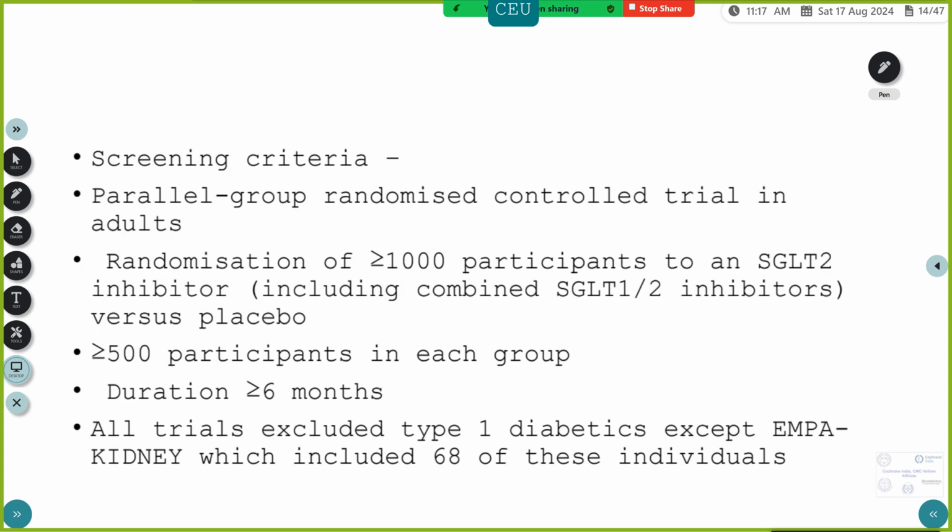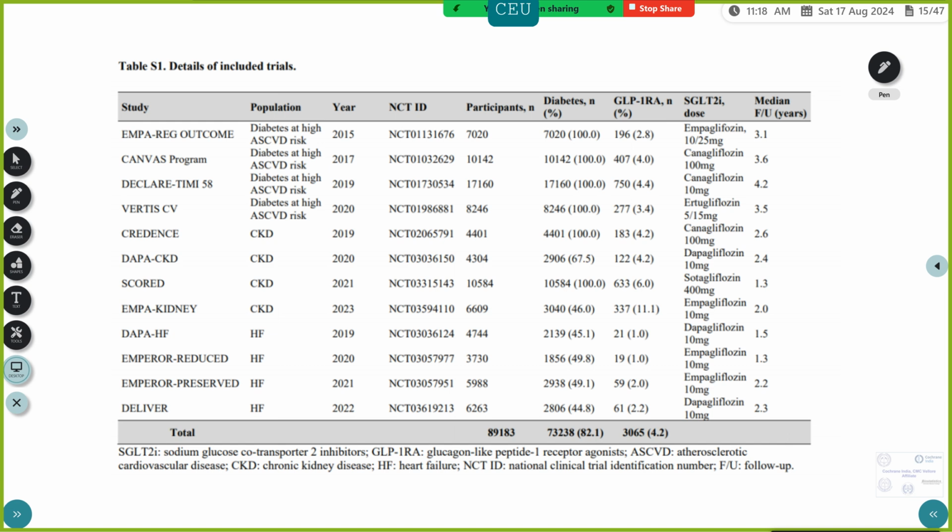So this was the screening criteria that they used to include trials in this meta-analysis. They needed greater than or equal to 500 participants in each group, and a duration of greater than or equal to 6 months. So this would essentially exclude smaller trials, which may not be very good for our systematic review and meta-analysis, since they've said that they need more than 500 participants in each group. So they've looked at only fairly large trials in this meta-analysis. These were the 12 trials that they looked at.